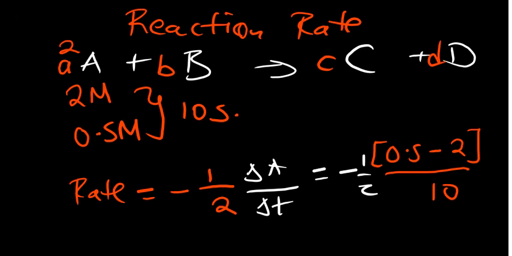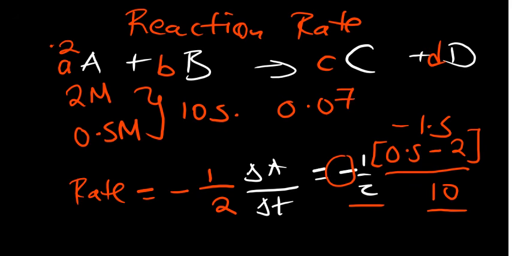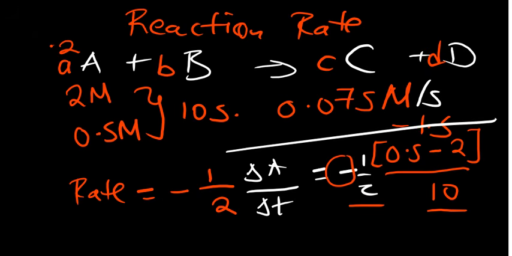So if you say 0.5 in brackets minus 2, it's going to give us a negative 1.5. So that negative multiplied by the negative outside will give us a positive 1.5 divided by 20, which is the product of 2 and 10 there. So 1.5 divided by 20. What I'm getting is 0.075. Remember, we had the concentration in M, so it's going to be molarity per second. So this is the common way of expressing the rate of a reaction.